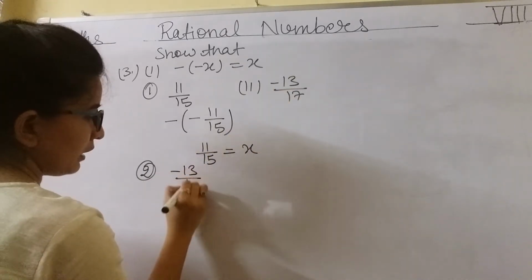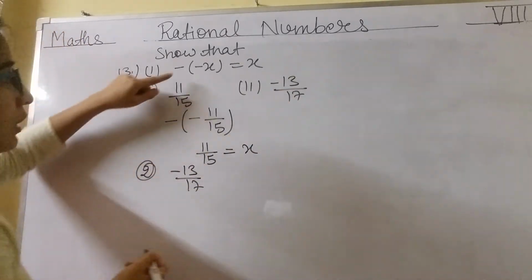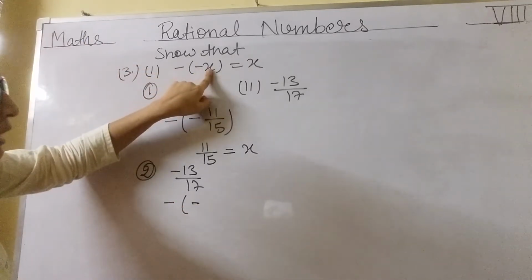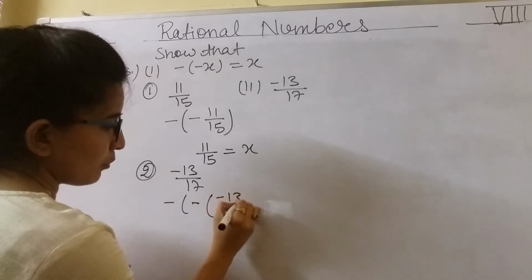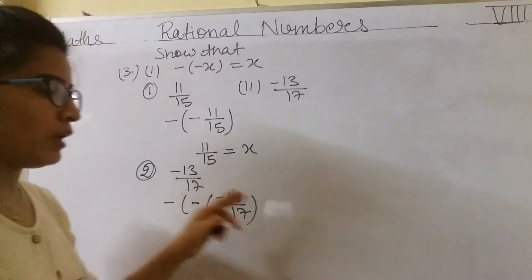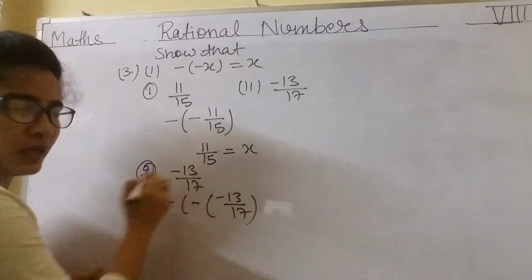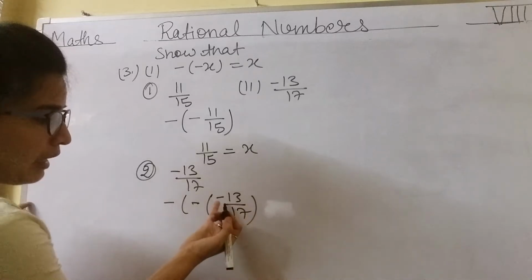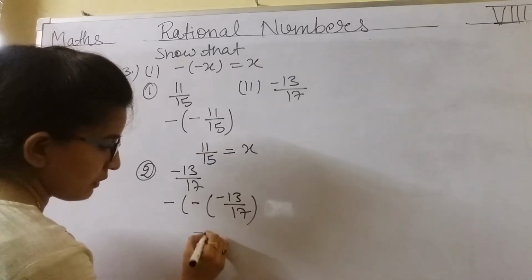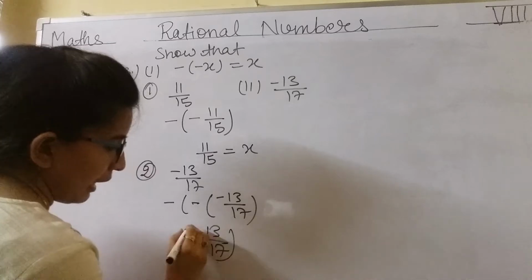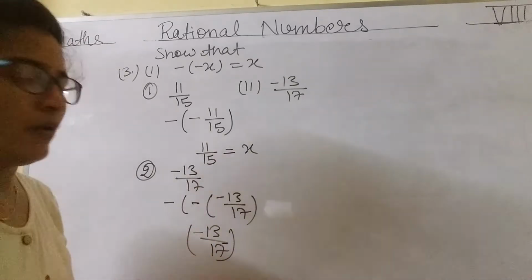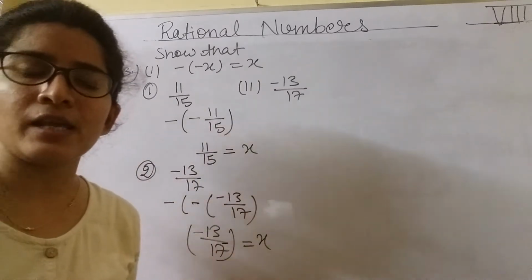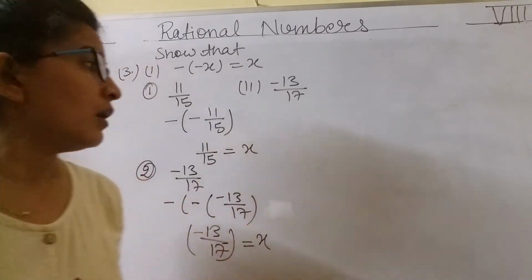Now another number is minus 13/17. So again we have to prove. We'll take this minus here and this minus inside the bracket, and the value of x is minus 13/17. This should be equal to x, which is minus 13/17. So minus will be plus, and I'll get another minus which was with the number. So I'll get minus 13/17, which is equal to x. So we can say that left hand side is equal to right hand side.